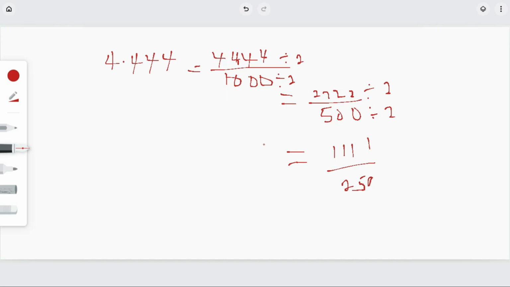So we have to change it to a mixed number. How many 250s can you find in 1101? Definitely, if you do it right, that's 4. You understand? And 4 times 250 is 1000. That means the remainder is 101 over 250. So that's the correct answer for this.